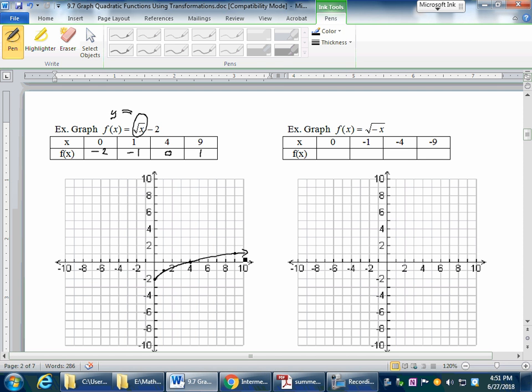Now, with this, let's move on to the next one, the reflections.